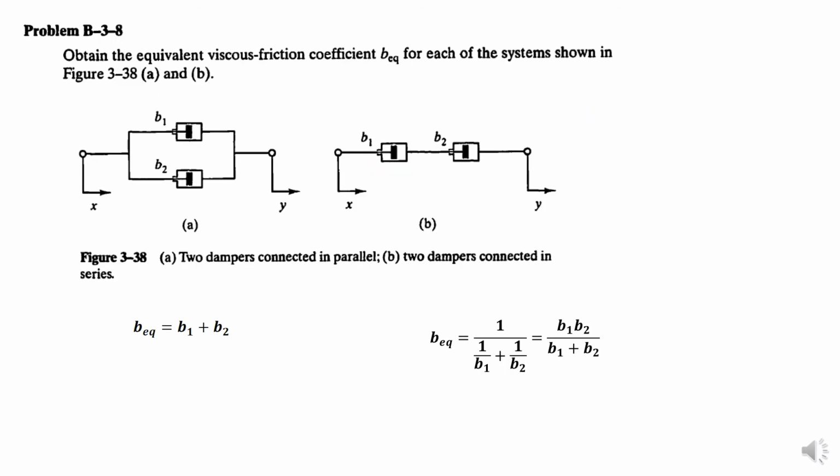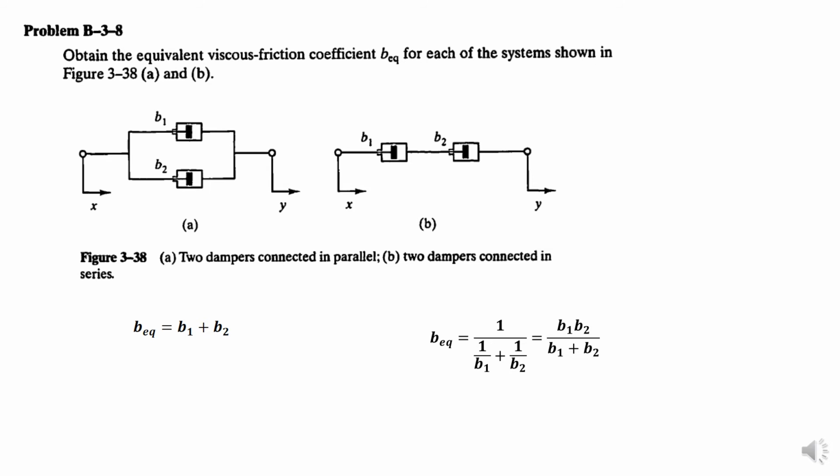The same rule applies when we have the damper terms. If we have two parallel dampers, the total damping will be B1 plus B2. If we have a serial arrangement, it will be 1 over B1 plus 1 over B2, inverted. So we'll get this one. For the damper terms, the rule will be identical to the spring terms.